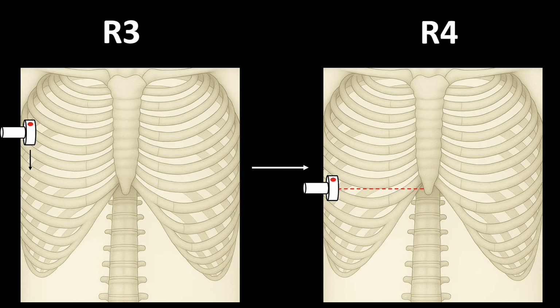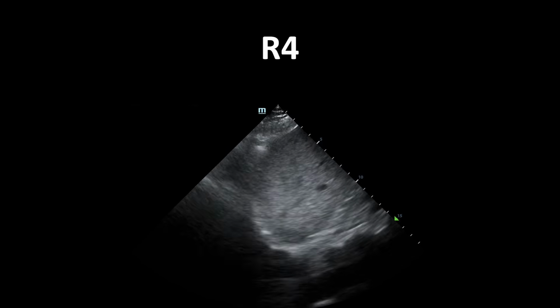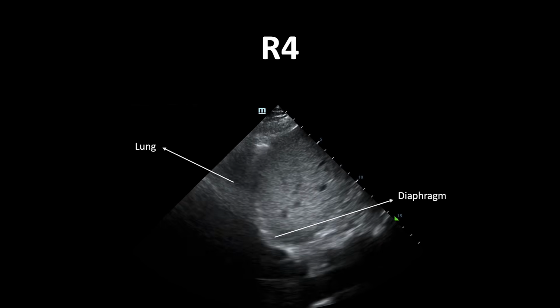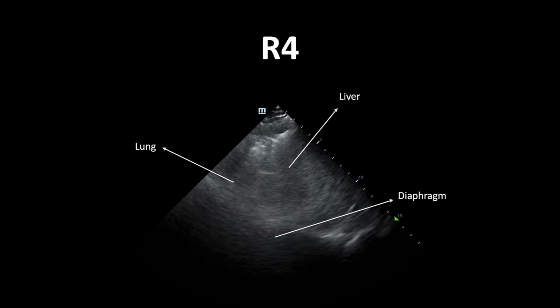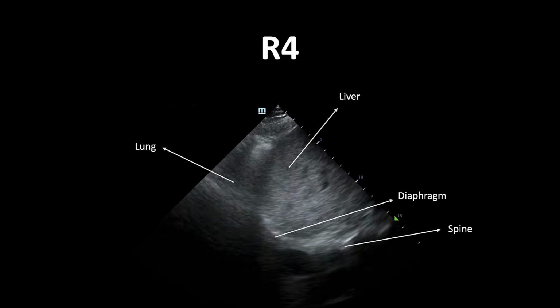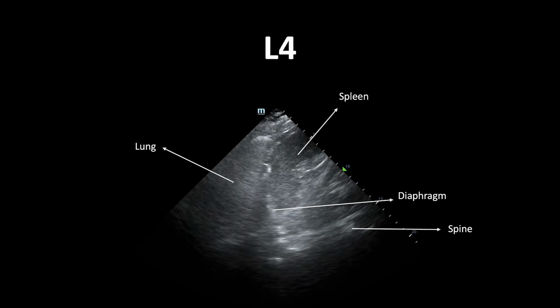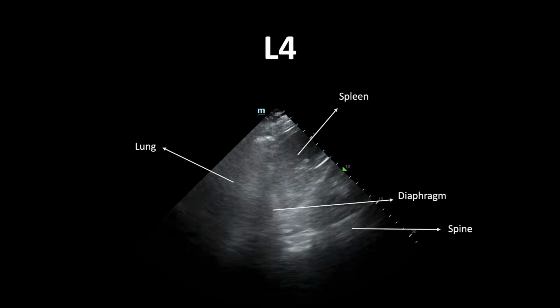It will be around the same lateral plane as the xiphoid process. This view displays the interface between the lung, diaphragm, and the intra-abdominal structures. On the right side, you will see the liver. You can often also see the spine just posterior to the liver. In L4, you'll see the spleen instead of the liver.